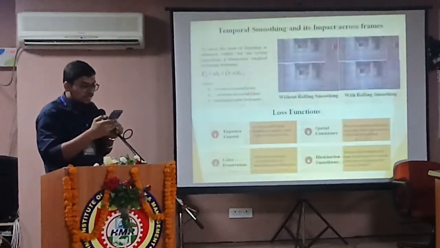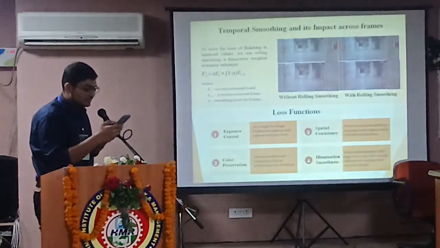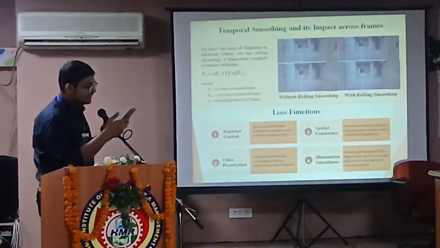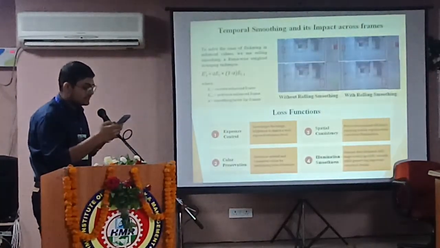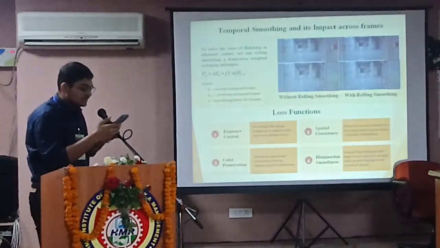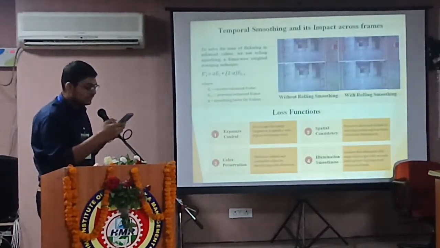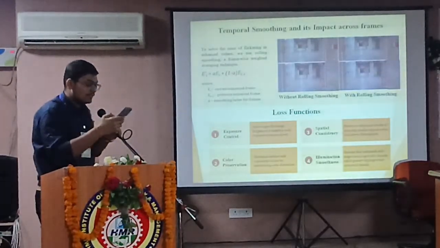Now on combining these enhanced frames, we observe flickering and loss of temporal consistency in the video. To solve this problem, we use a frame-wise weighted average technique where the current enhanced frame is blended with the previous frame, using a smoothing factor alpha, giving us results having no flickering and better temporal flow in the video. Now let's have a brief look at the loss function which we have used in the model.